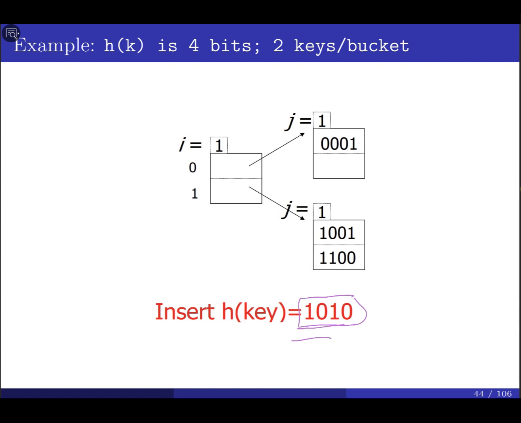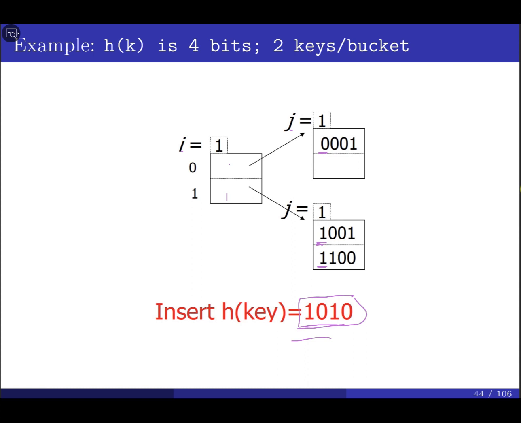So for example, you see that i equals 1, the global parameter. We have 2 slots in the directory, and we have 2 buckets, and each slot points to one of them. If you take a look, j equals 1, that means the first bit from the left must match for every single one. Clear? I said insert this key.